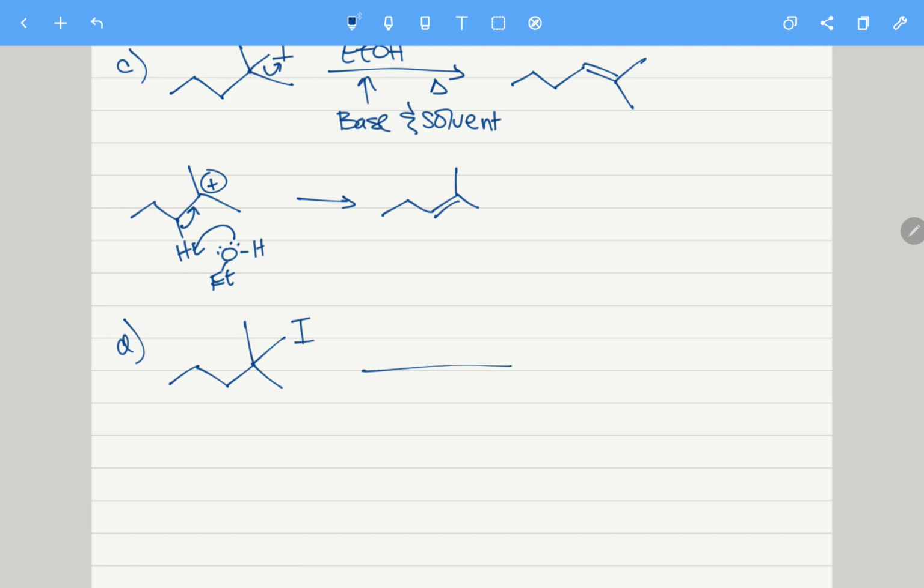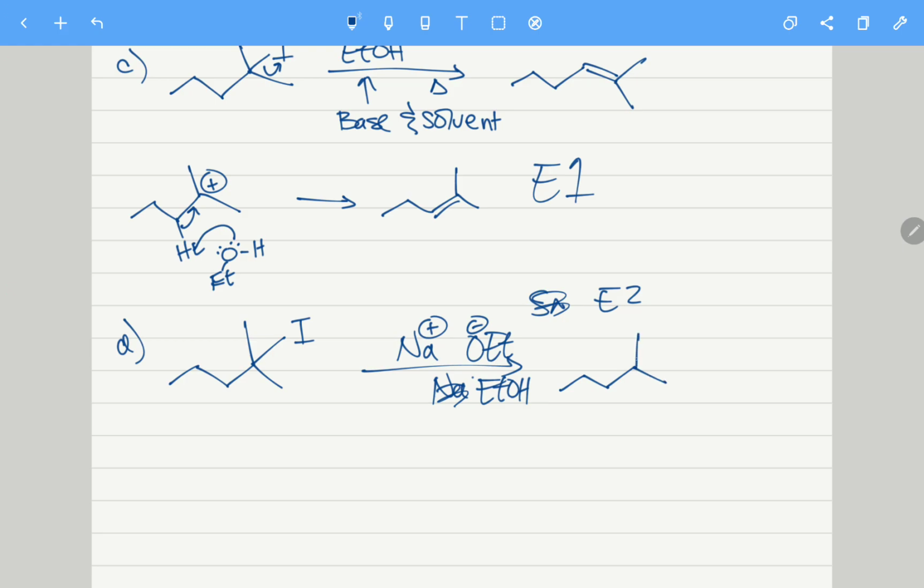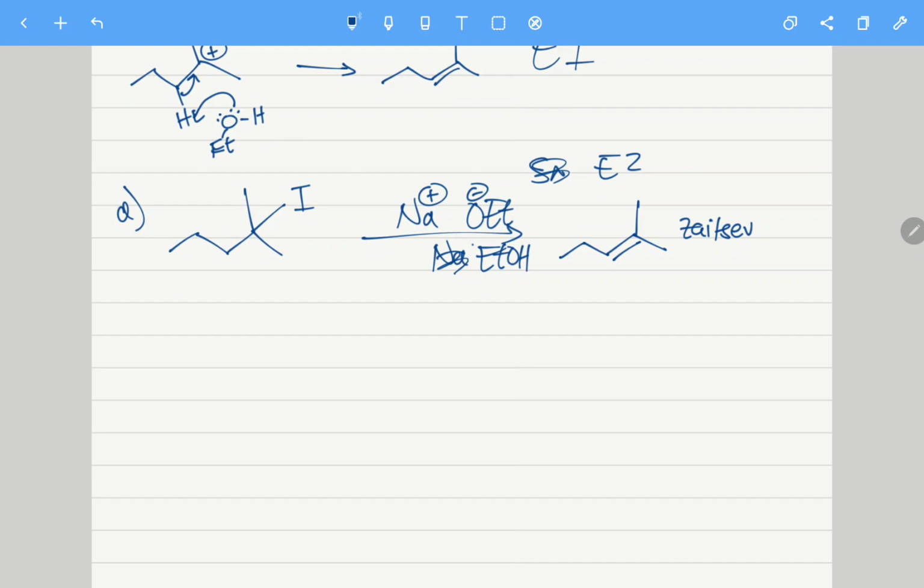And so since our base in this case is ethoxide ion, the sodium is just a spectator. And in this case, so this was E1. This is going to end up being E2 because I have a strong base. It still gives me the same product. Now this is the Zaitsev product. It would give me the Hofmann product if I use a much larger base.